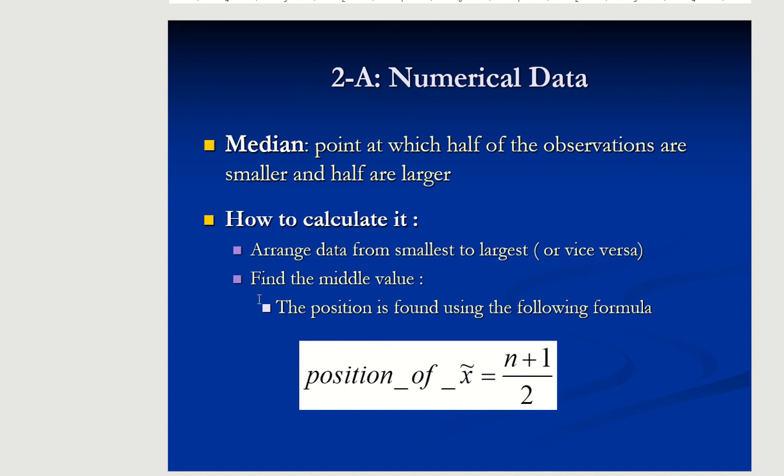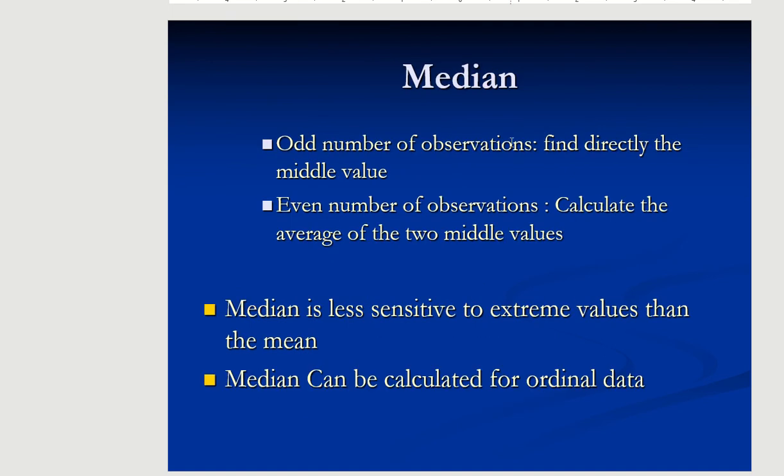Okay, so how do we find the median? Arrange the data smallest to largest or largest to smallest, it doesn't matter. And then find the n plus 1 divided by 2 position value. That would be your median. Okay, now if you have an odd number of observations, the median will be a direct value part of your data. If you have an even number of observations, you need to calculate the average of the two middle values. Now we'll give an example and you will see that. Now, the median is less sensitive to extreme values than the mean, okay?